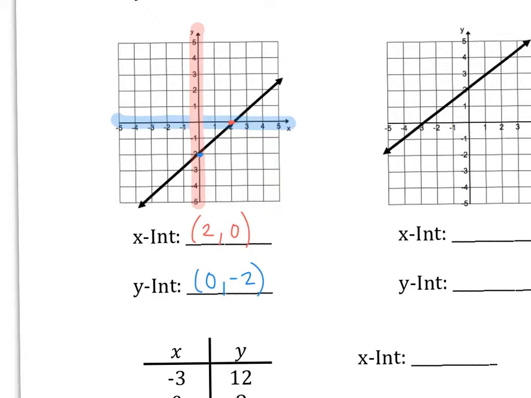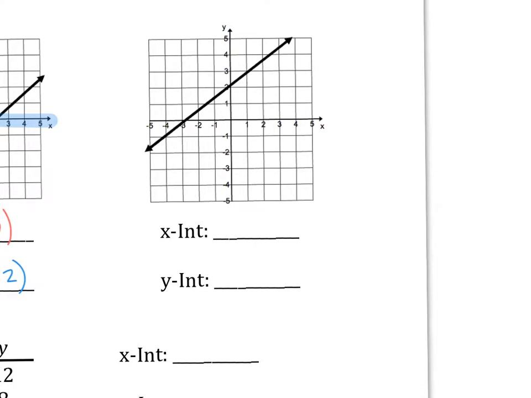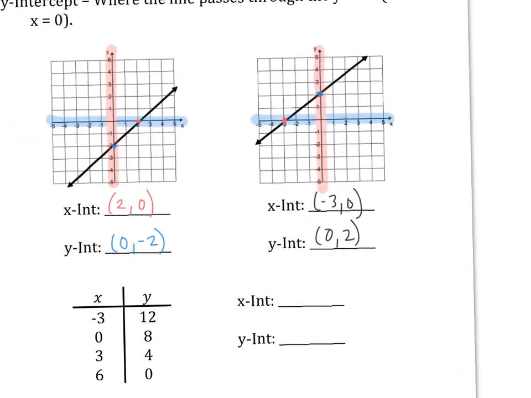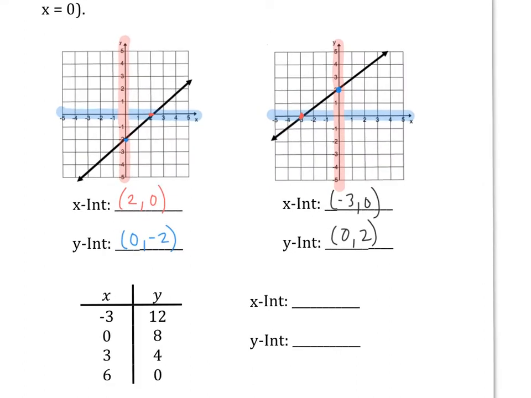Let's look at the next example. Where does the line cross the x-axis, and where does it cross the y-axis? Where this crosses the x-axis would be at -3, so I'll write (-3, 0). And where does this line cross the y-axis? At 2. So I'll write (0, 2). So again, when we're looking at a graph, we want to look at where that line crosses the two different axes, and then write those intercepts as ordered pairs.